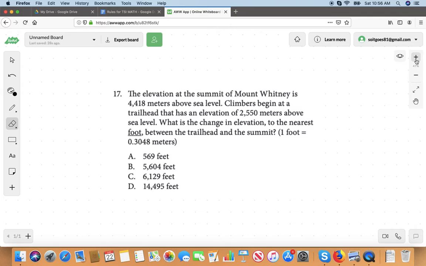Notice when they underline something, by the way, make a special note of that. I would circle that. I know it's underlined, but you got to really make a special note. They don't want that change in elevation in meters. I think that's pretty straightforward. They want change in elevation in feet, so we're going to have to use conversion units here. Change in elevation to the nearest foot between the trailhead and the summit.